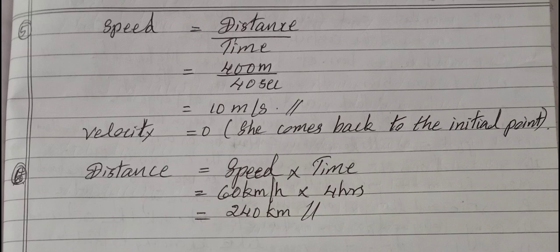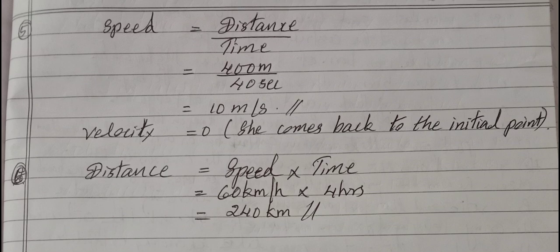Speed is equal to distance upon time, the formula you write first. Distance is given here, 400 meter divided by 40 seconds. After dividing 400 by 40, we get 10 meter per second. So that is the speed of the girl: 10 meter per second.